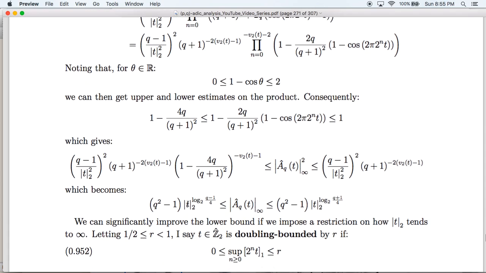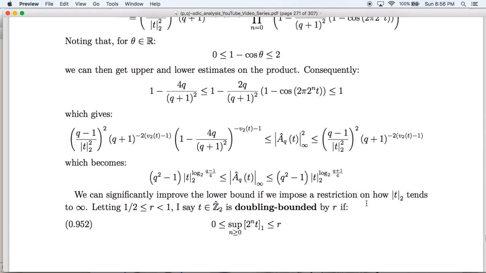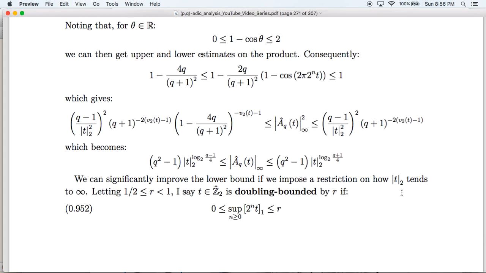So to improve the lower bound, we need to impose a restriction on how t2 tends to infinity. Let r be a real number greater than or equal to 1/2 and strictly less than 1. I say t in Z2 hat is doubling bounded if, as you multiply t by 2 to the n and then reduce the numerator of t modulo 1.